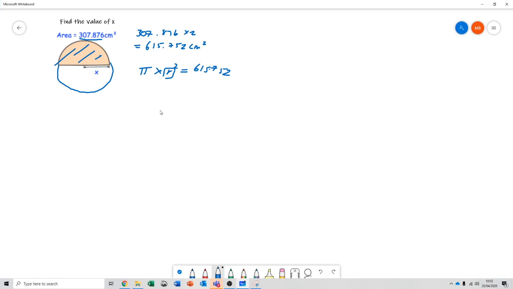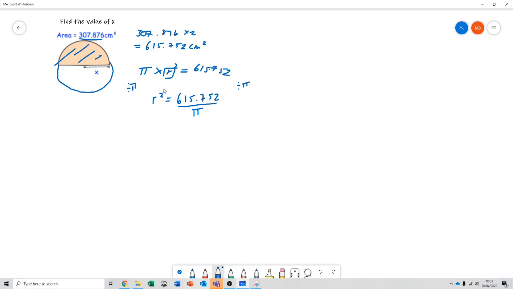So the first thing we're going to get rid of is the pi. Because it's multiplied by pi at the moment, we're going to do divide by pi, and remember we have to do it on both sides. So on this side all we're left with is the radius squared, and on this side we're going to do 615.752 divided by pi. You can leave it like that for now because we're going to put this into our calculator, or you can work out the answer and then write the new answer there if you want to. I prefer to leave it like this at the moment because then all I need to do is simply type in the whole thing into my calculator and I will get the answer straight away.